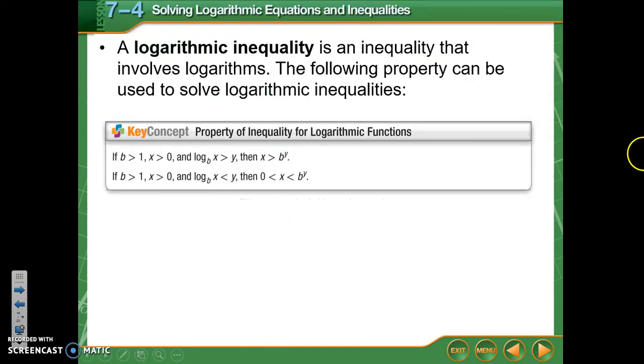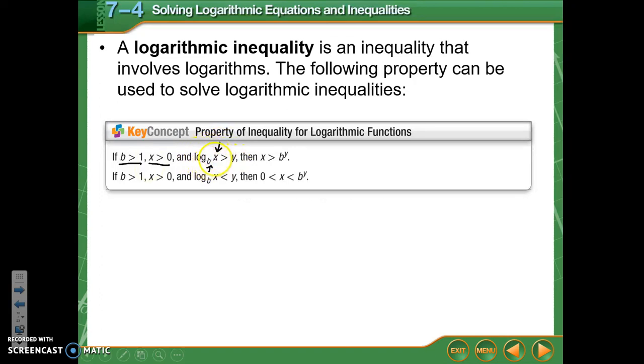All right, now we're going to talk about inequalities. A logarithmic inequality is just an inequality that involves logarithms. The following property can help us to solve logarithmic inequalities. So if b is greater than 1, remember b is the base of my logarithm, and x is greater than 0, because I cannot take a logarithm of a negative number, right? My domain is x is greater than 0.